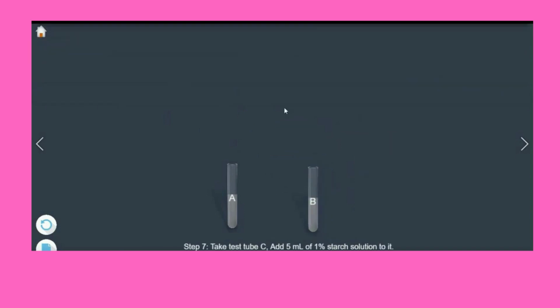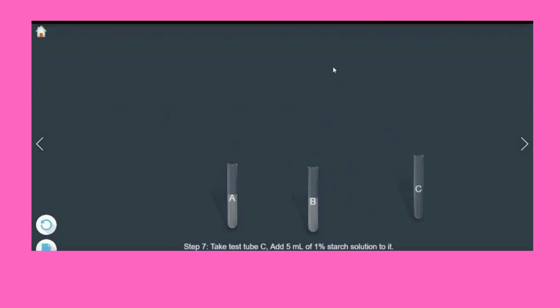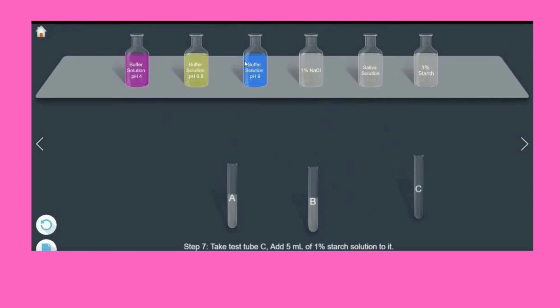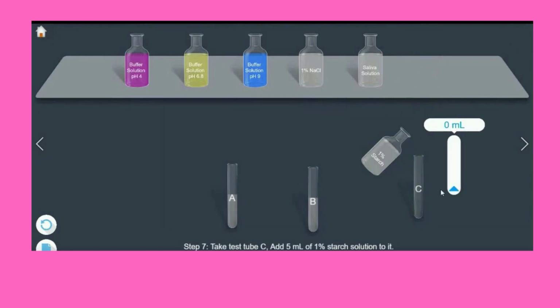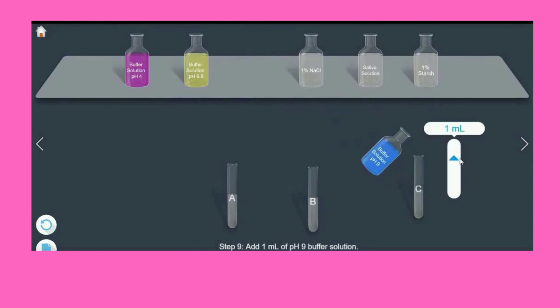After that we have set C. In set C we take 5 milliliter of 1% starch solution, 1 milliliter of 1% NaCl solution and 1 milliliter of buffer solution of pH 9.